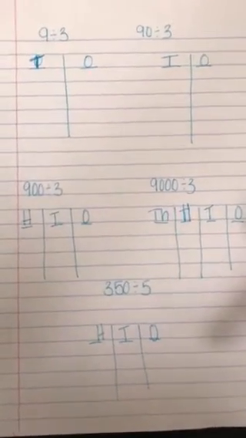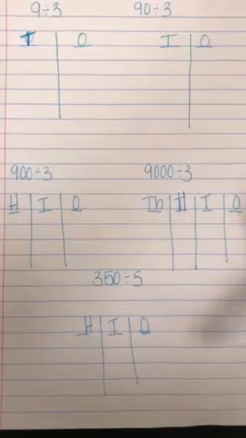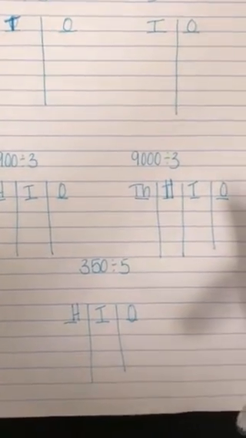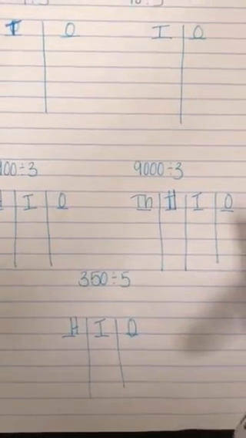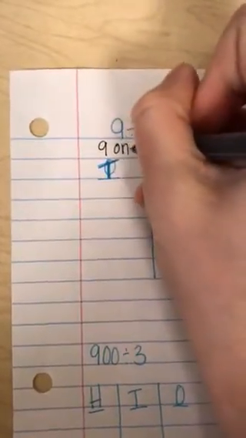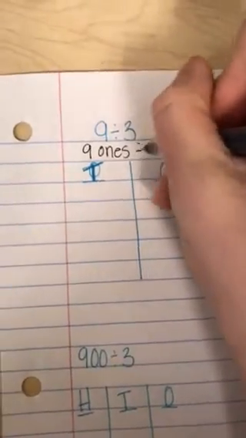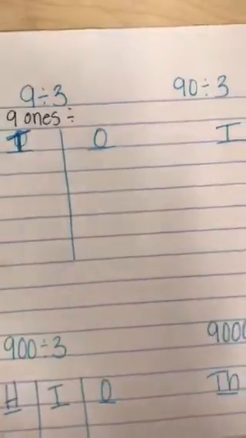Today I am going to teach you how to divide multiples of 10, 100, and 1000 by single-digit numbers. So to begin, we are going to start with dividing 9 by 3. The way you can think of this is in unit form. So 9 ones divided by 3.